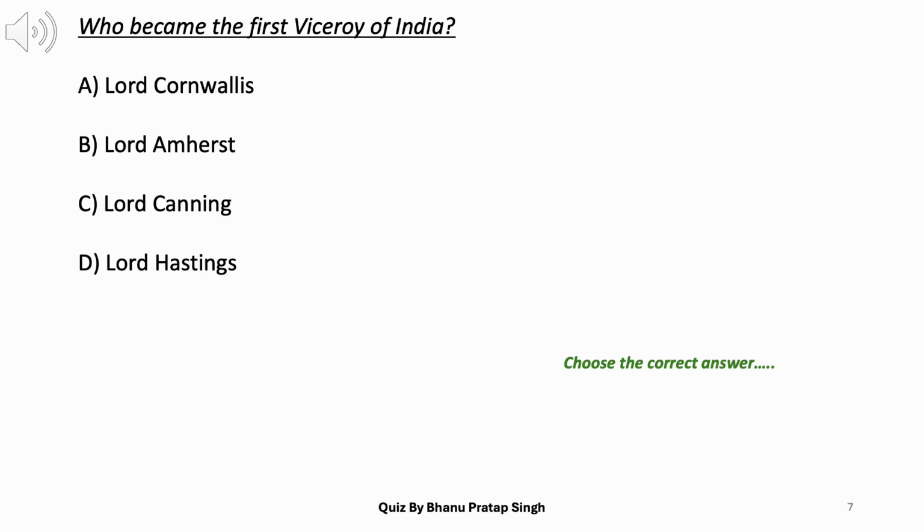7. Who became the first Viceroy of India? A. Lord Cornwallis. B. Lord Amherst. C. Lord Canning. D. Lord Hastings.